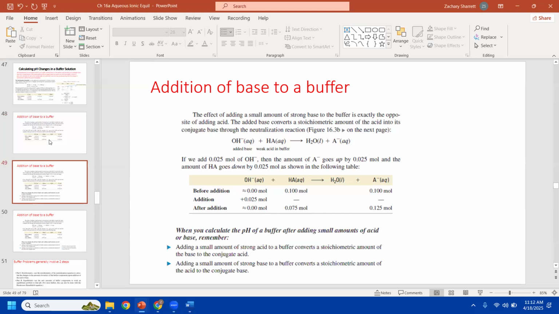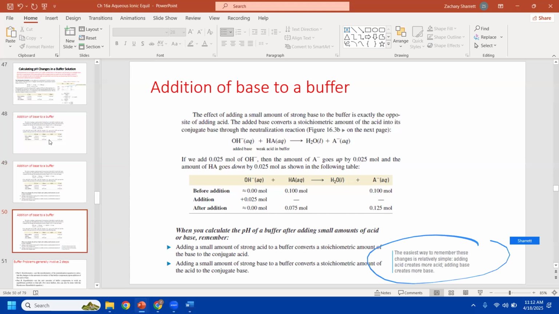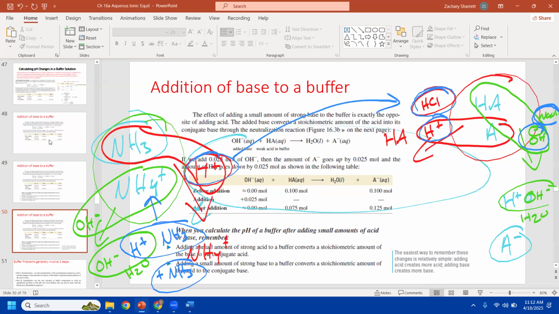Now, they tell you, a little note, the easiest way to remember changes in relativity is relatively simple. Adding acid creates more acid. Adding base creates more base. So when I drew this thing over here, when I added acid, H+ in the form of HCl, the buffer reacts by converting its base into more acid. So when they say remember that adding acid makes more acid, that also means you lose some of your base.